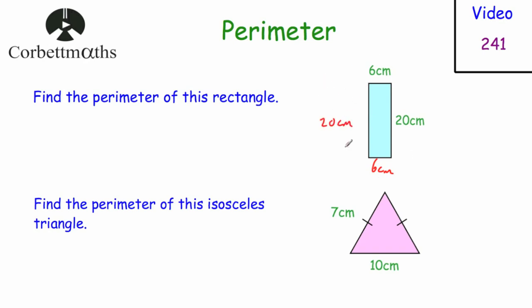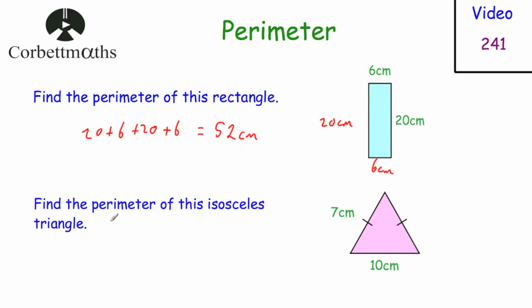And we've been asked to find the perimeter of the shape, so we just need to add up those distances. So if we do 20 plus 6 plus 20 plus 6, that will tell us the perimeter. So 20 plus 6 is 26, plus 20 would be 46, plus 6 would be 52. So the perimeter of this shape is 52, and the units are centimetres, so 52 centimetres.